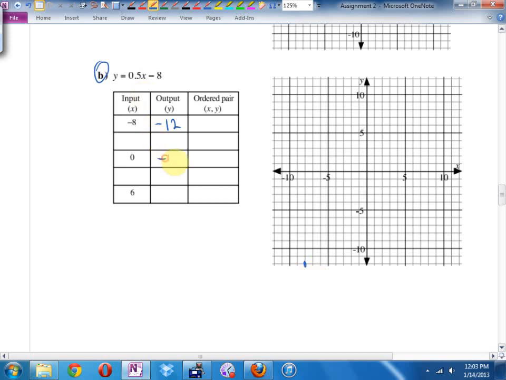I think 0 goes with -8. Yeah, and 6, half of 6 is 3 minus 8. I think 6 goes with -5. 0, -8. And 6, -5, those look like they're in a line. Now, when they leave it completely blank, what they're saying is, pick some numbers that you think will work. Okay.